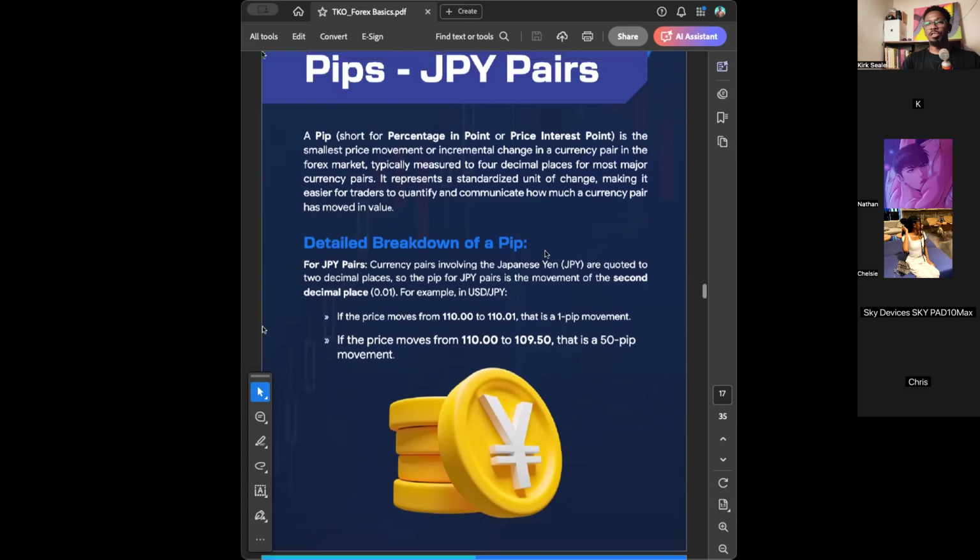All right. So JPY pairs are going to be different to the standard pairs. That's the main difference between the two: where the pips are going to be calculated from.